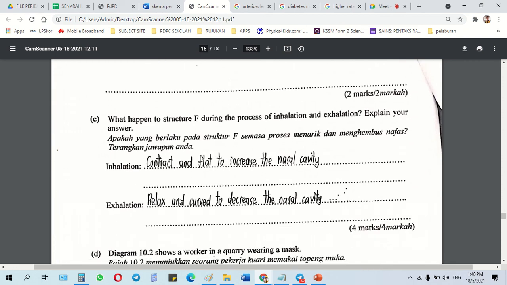Okay, so during inhalation, diaphragm actually contracts and move downwards sebab dia mesti nak make sure kawasan tu tadi makin lama makin besar dalam kita punya lung. Okay, to increase the volume of thoracic cavity. Contract and flat. Flat betul. Contract and flat betul. Increase the nasal cavity. Nasal cavity salah lah. So that ni saya boleh bagi tepat, tapi nasal cavity salah.